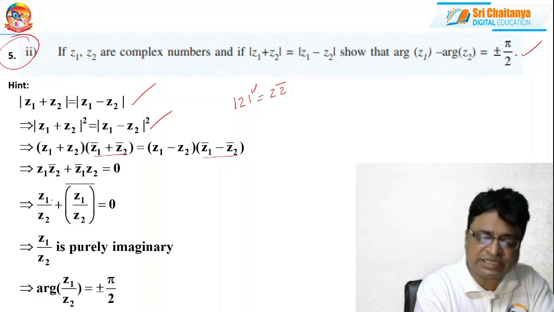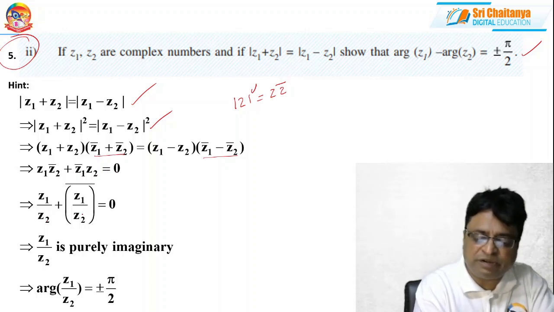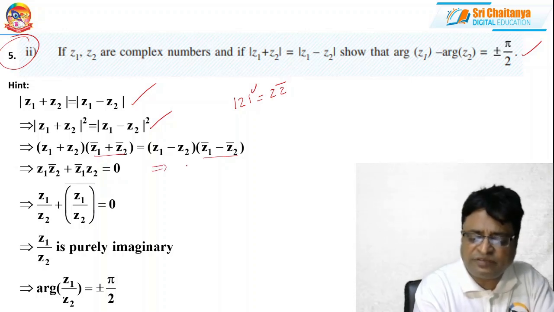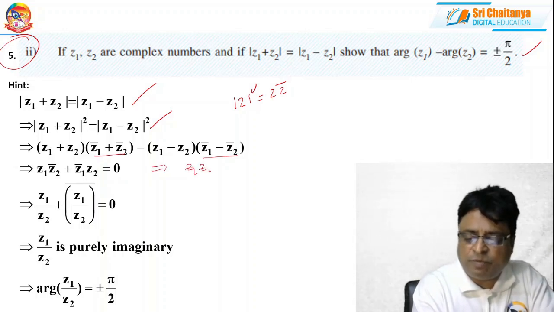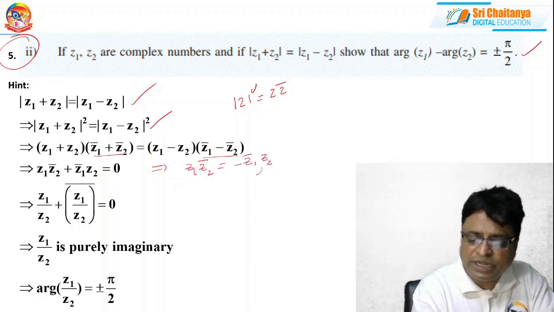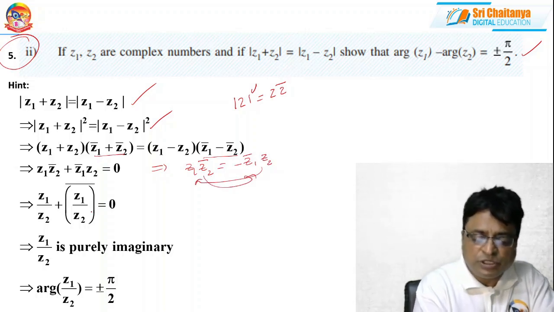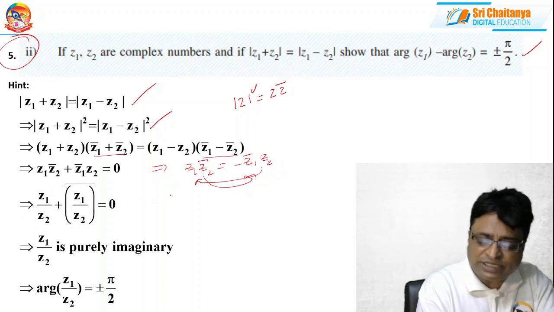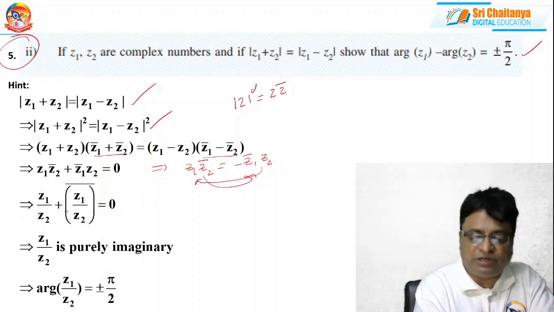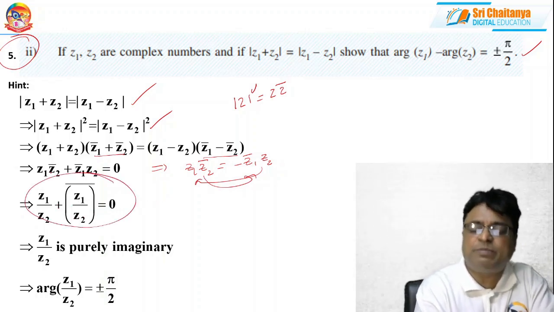I can write this as Z1 by Z2 plus Z1 by Z2 whole bar equal to 0. How come? It's very simple. By taking Z1 Z2 bar equal to minus Z1 bar Z2, you bring that Z2 here and Z2 bar here, I can write. So this looks like what? Z plus Z bar equal to 0.